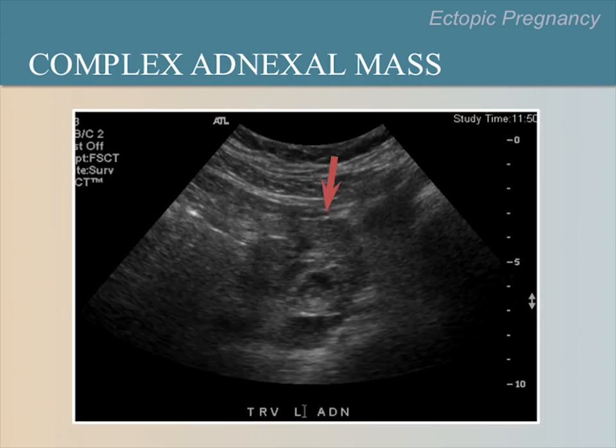Here is another adnexal mass. Please pause the video now to ask a volunteer to outline the shape of the adnexal mass. Here we have outlined the mass to make it more obvious. Notice how it does not look like a normal ovary. Notice the irregular shape and unclear borders. There are no follicles or corpus luteum.